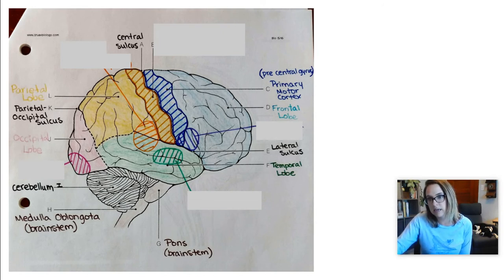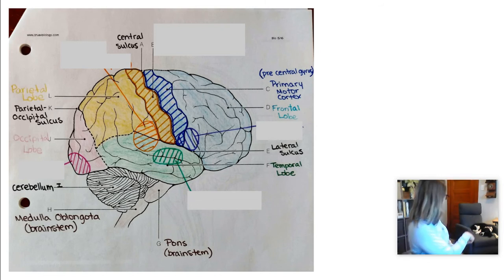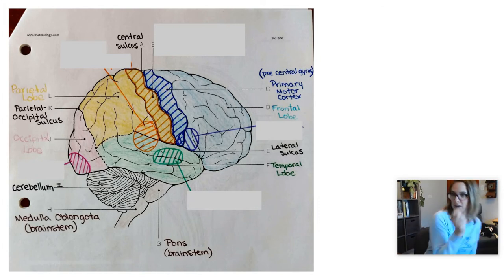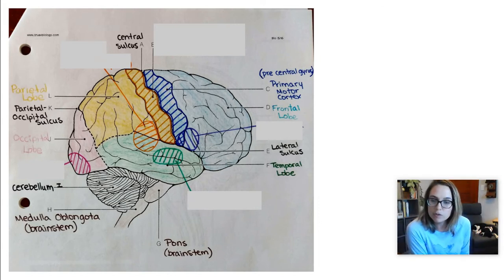So when I decide I need to throw another something at Penny, that is my primary motor cortex that coordinates this sort of motor movement of my body.